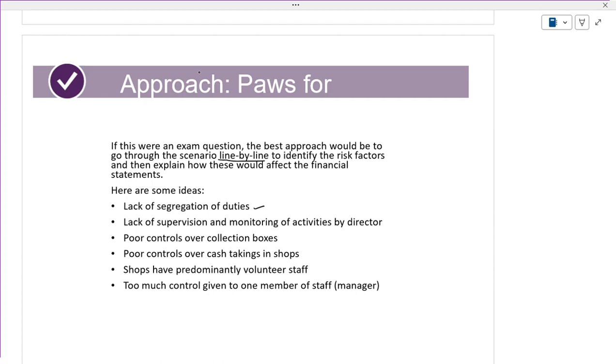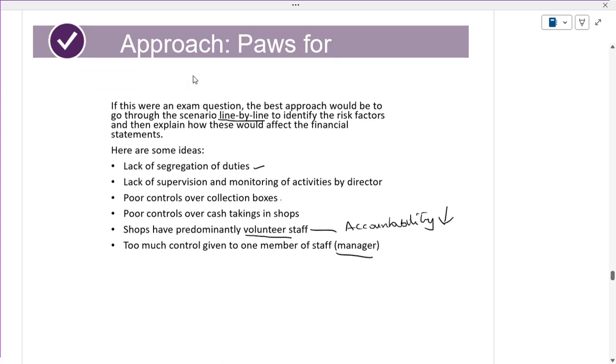Poor control over the cash boxes. The shops have predominantly voluntary staff. See, voluntary staff, very simple. The accountability will be comparatively less. Too much control has been given to one member of the staff, the manager.